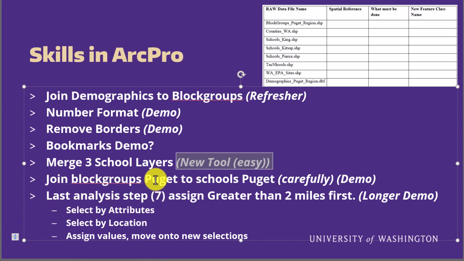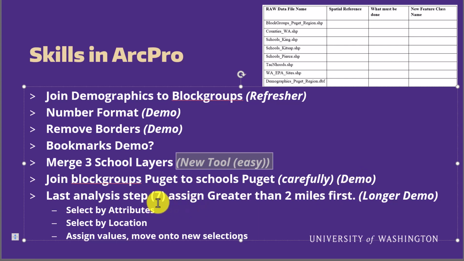You're going to join block groups, Puget region to the school's Puget region very carefully. I'm going to give you a demo for that. Remember which to start with. We always start with the shapefile that we want to attach the data to, and then we grab the table or the shapefile or layer that we're bringing into the current layer.